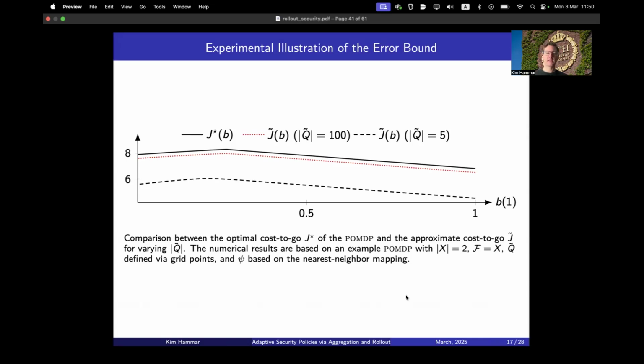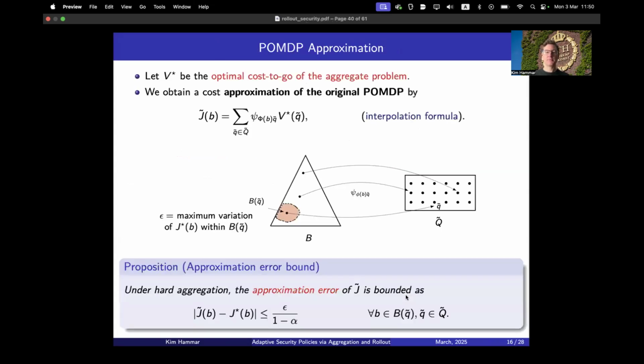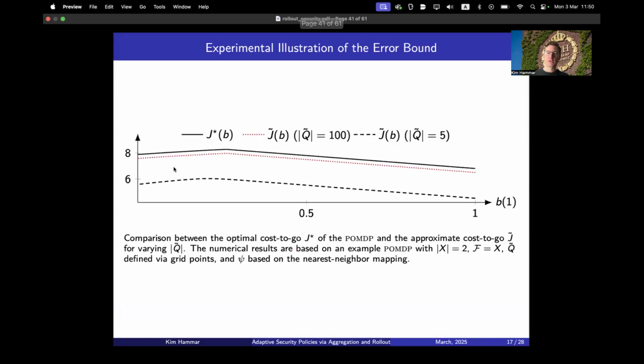We also note that the size of the aggregate feature belief space, Q tilde, affects the quality of the approximation. So the larger this set is, the better approximation you can expect. And this is of course not surprising because if you look at the figure here, then the larger Q tilde you have, the smaller those orange footprint sets will be in general, and therefore epsilon will generally also be smaller. And by the proposition, you will then expect a better approximation. But of course, there's a trade-off here because when you increase Q tilde, you also increase the computational complexity of your aggregate problem.